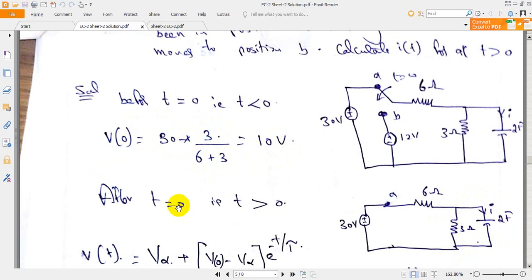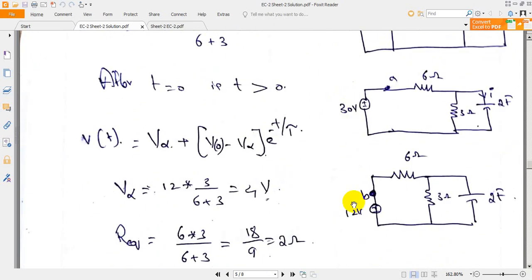After t is equal to 0, the switch is moved to the 12 volts supply. It means it is moved here, and this part can be neglected. So the circuit will be like this. Under this condition, if you check the circuit, we have a capacitance and a resistance with a power supply. Hence, it is a step response.